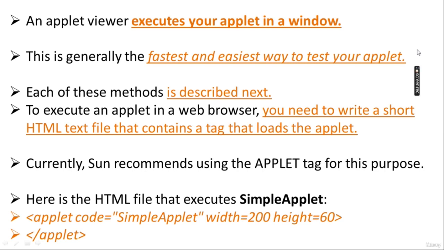Each of these methods is coming. To execute an applet in a web browser, you need to write a short HTML text file that contains a tag that loads the applet. For the web browser part, you have to give the HTML tag, and after that you include the applet file inside it. So here is the HTML file that executes the simple applet code: applet code SimpleApplet, width 200, height 60, and the applet tag is finished.